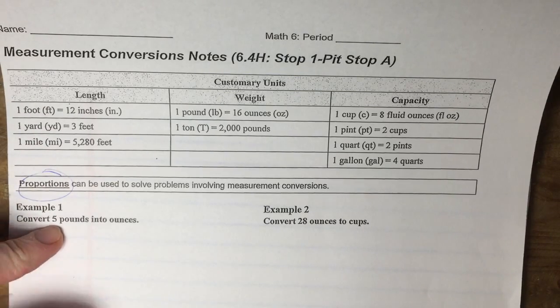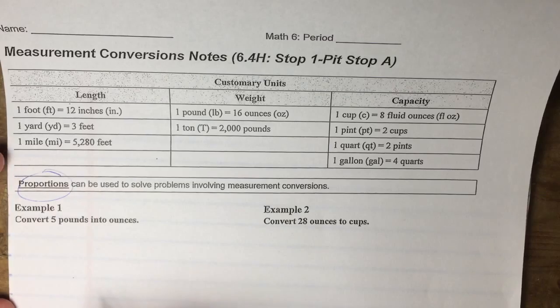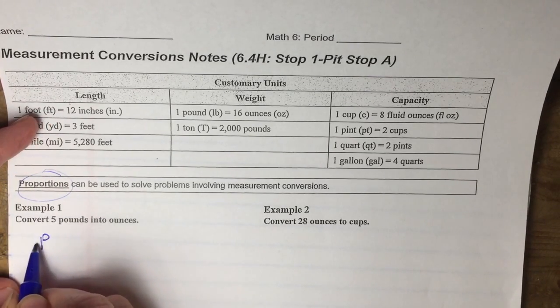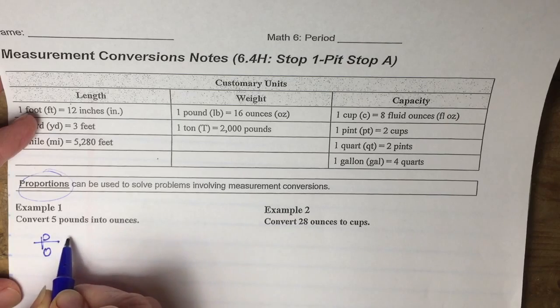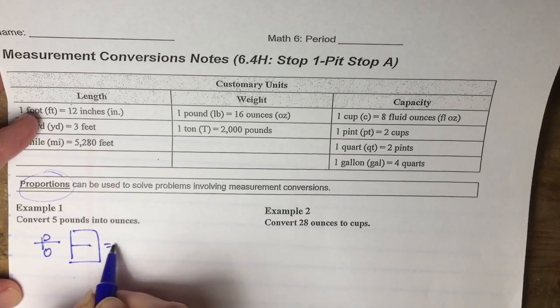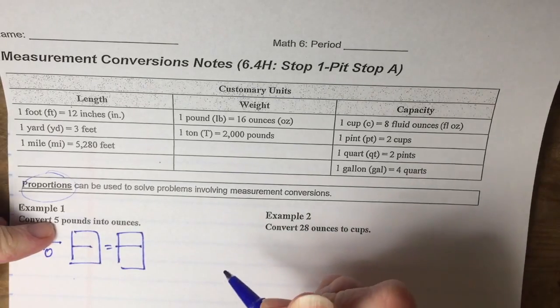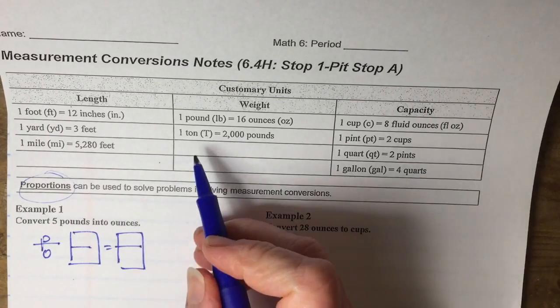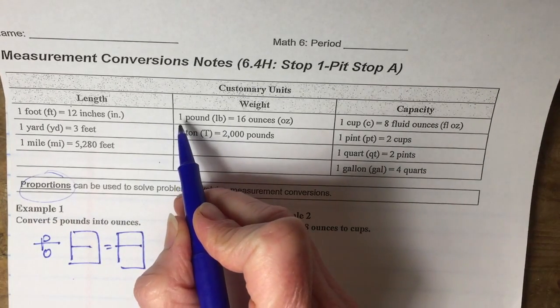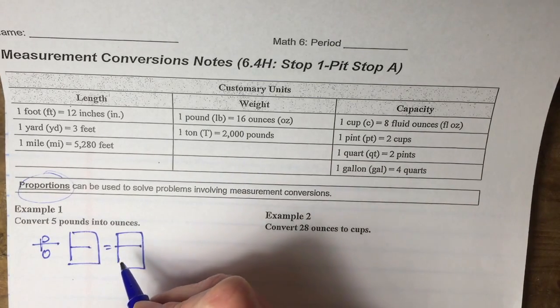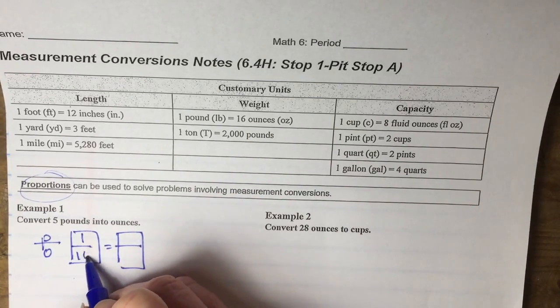So if I want to convert 5 pounds into ounces, I'm going to start just like every other proportion with the words. So I'm going to use P for pounds, and O for ounces. And I'm going to set up my proportion. All right, so before I use the example they give me, I'm going to go back to this chart up here. And I can see that right up here it says 1 pound is equal to 16 ounces. So that's going to be my first set of boxes. 1 pound is equal to 16 ounces.